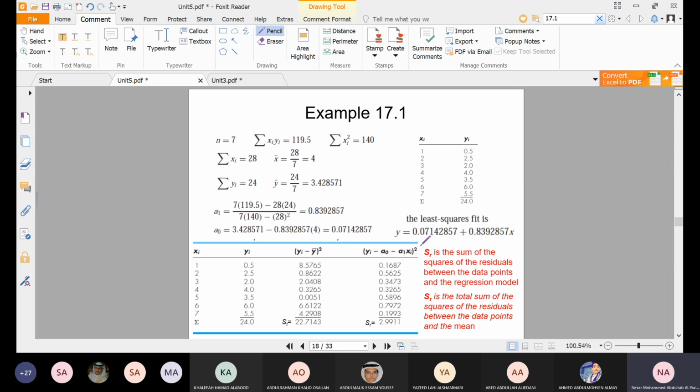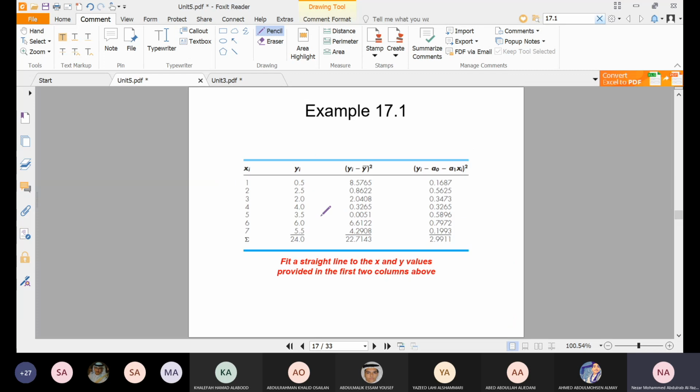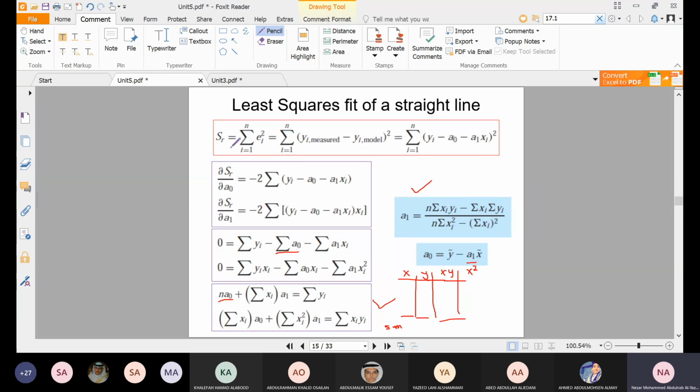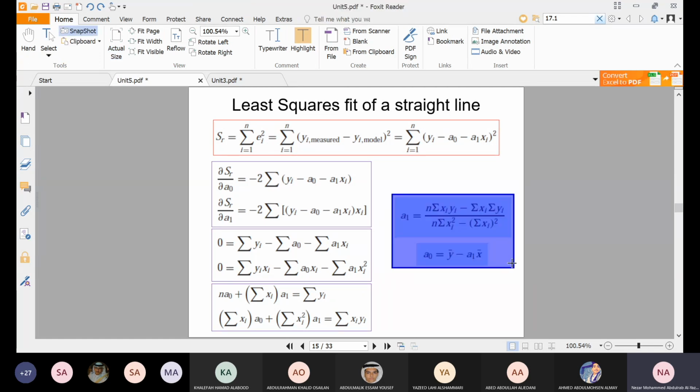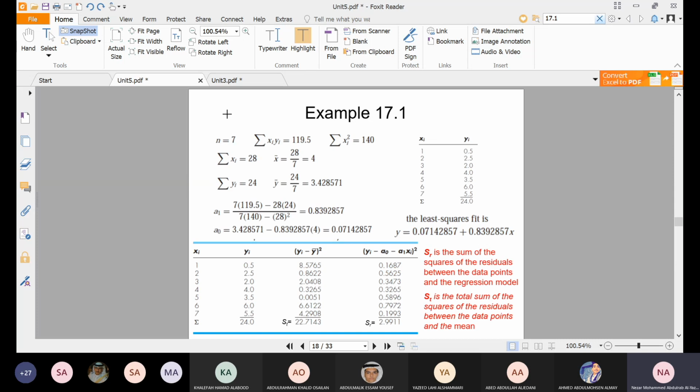Let's look at this example. This example is the same thing as what we had before. Usually we give you the x's and y's, and you need to complete the table to find the model. As we said at the beginning, let's pick the formula here. This usually will be the given.